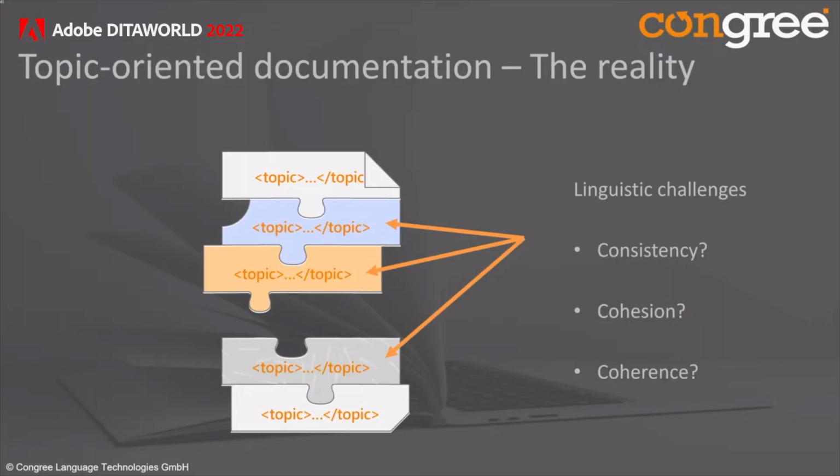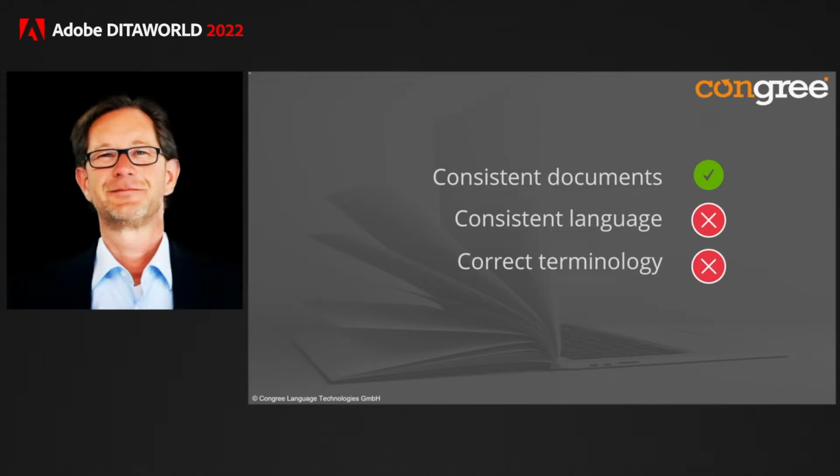But don't look at topics as a black box that can be combined in any way. It's also important to take the linguistic aspects into account, for instance, consistency, coherence, and so on. Because consistent documents and consistent topics are great, but looking under the surface could mean finding out that the language itself is not necessarily consistent. And that includes terminology, of course.